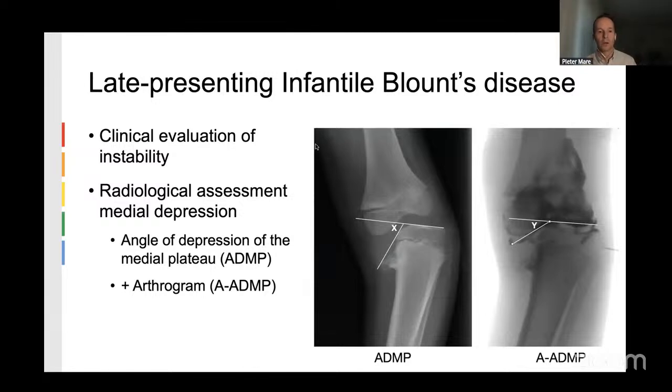So we do an arthrogram at the time of surgery, and we've quantified this as looking at the angle of depression of the medial plateau on the left, and that looks at just the osseous component. And then if you look at the arthrogram angle of depression of the medial plateau on the right, you can see that the true depression is much less than what it appears due to the delayed ossification on the left. So you have to really consider this both when you're treating these patients and when you're assessing the X-ray results of your elevations.